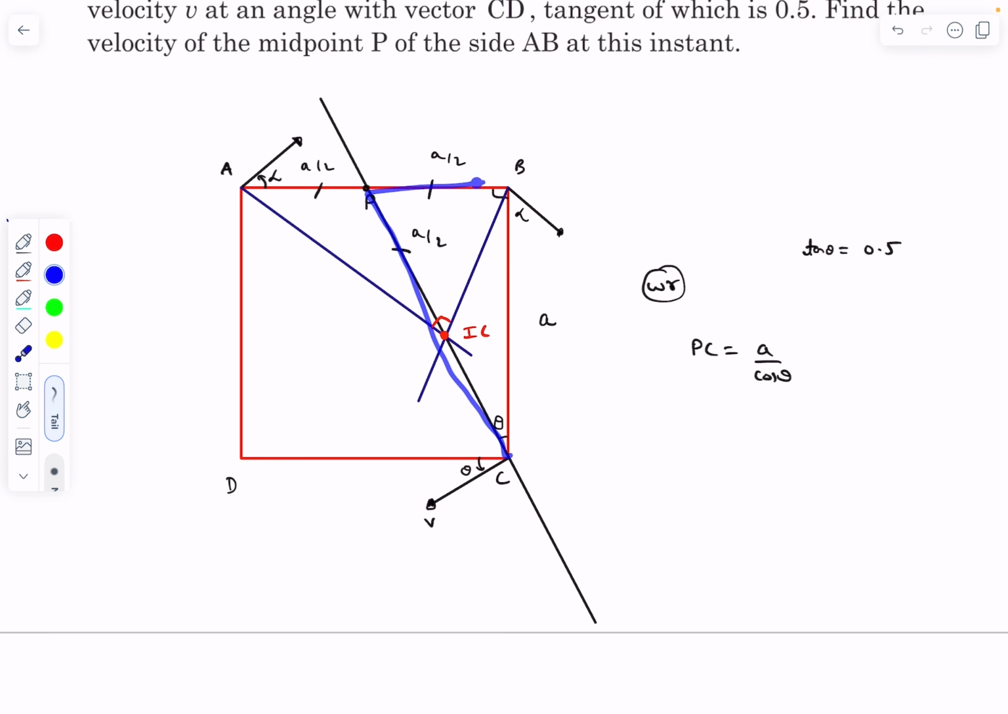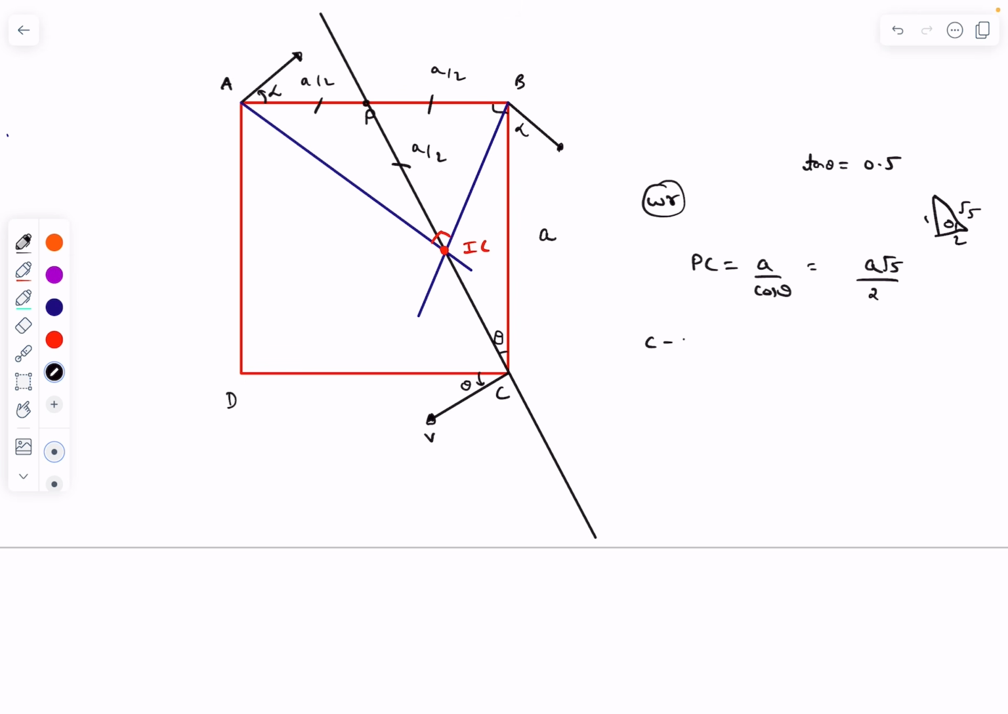I used this right triangle. We know this side is A and this angle theta. So it will be A upon cos theta, the length PC. So tan theta is half, so this is going to be root 5. So A upon cos theta would be 2 by root 5. So this is root 5 A by 2. So the length CIC is going to be root 5 A by 2 minus A by 2, which is root 5 minus 1 A by 2.